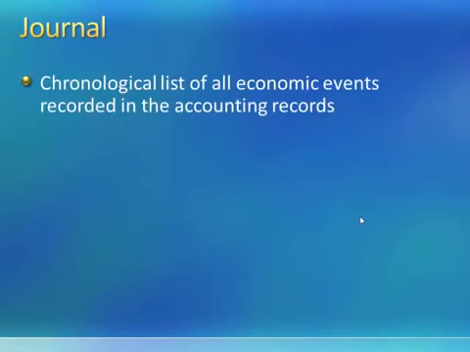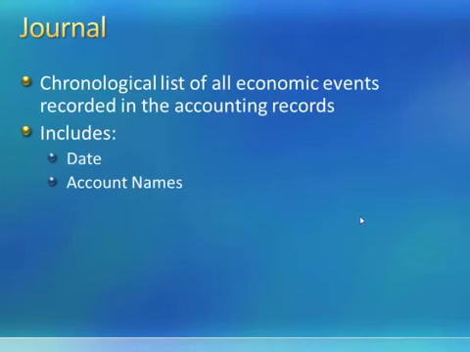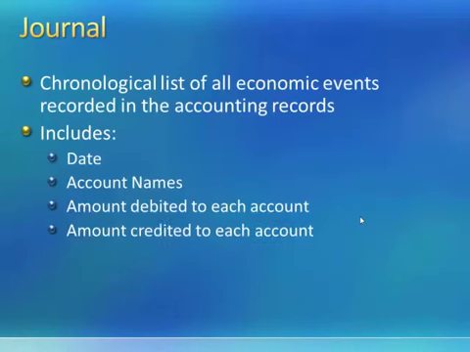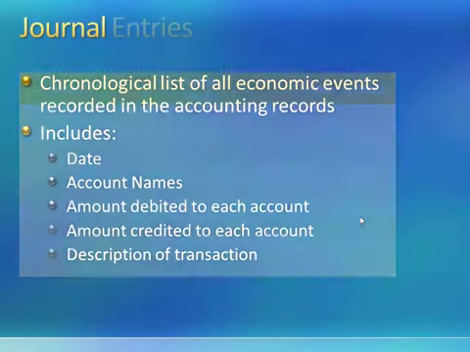Next, we want to look at the journal. The journal is a chronological list of all economic events that are recorded in the accounting records. The journal includes the date of the transaction, the account names affected by the transaction, the amount debited to each account, and the amount credited to each account. In addition, the journal includes a description of the transaction.